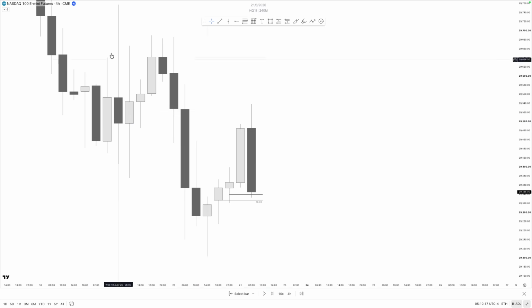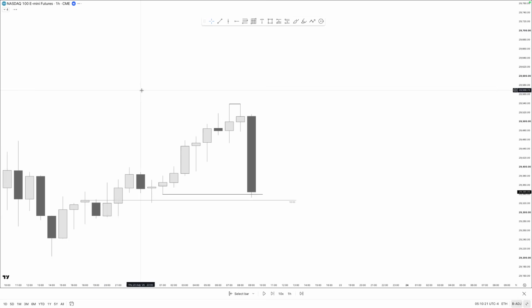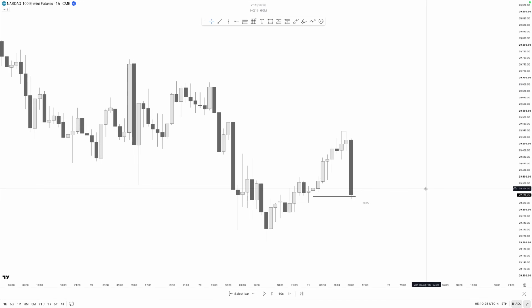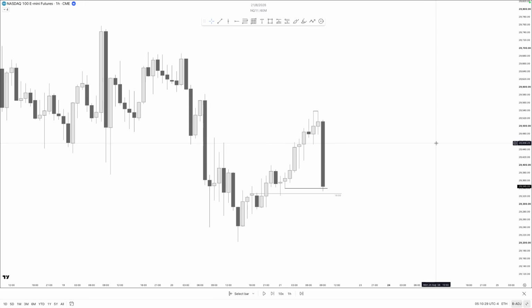Going on to the 1 hour, when we're speaking about consolidation profiles inside ranges, I'm looking for a retrace of a current OTE range. Like I said, the relevant range that we're currently in is this high, this low from the previous day, and I'm drawing my OTE from that level.